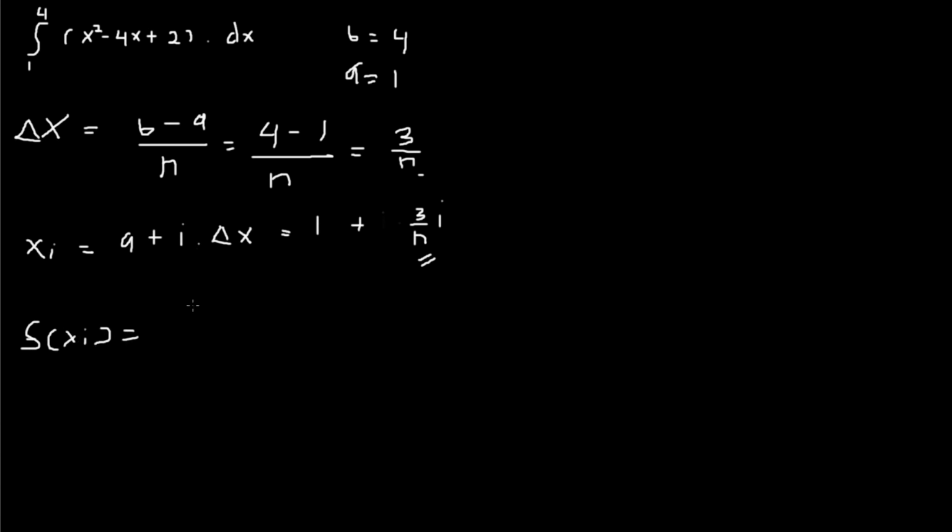So now, as we know, that is x squared minus 4x plus 2, so we're just going to straight up plug our xi into this equation right here. So we have 1 plus 3 per n i, squared, minus 4 times 1 plus 3 per n i, plus 2.